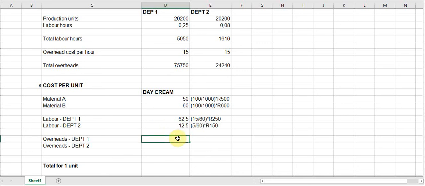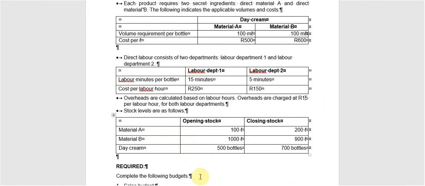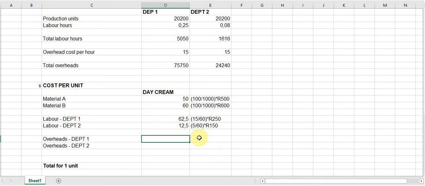Then we are on the overheads. With the overheads, we used the labor hours, but we used the rate of 15 Rand per labor hour. So we will still say for department 1, we need to use the labor hours, which is 15 minutes out of 60, but now the rate is given as 15 Rand. For department 2, the labor hours is still 5 minutes out of 60 minutes times 15 Rand, which is the rate of overheads. I'm going to say 15 out of 60 times 15 and 5 out of 60 times 15.